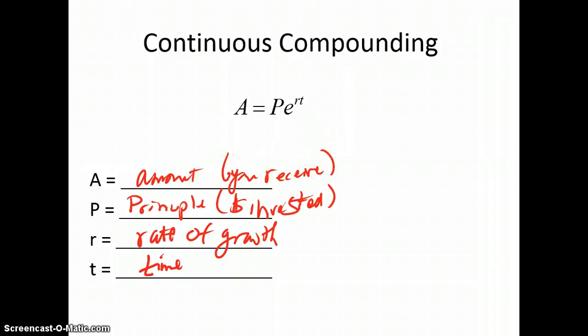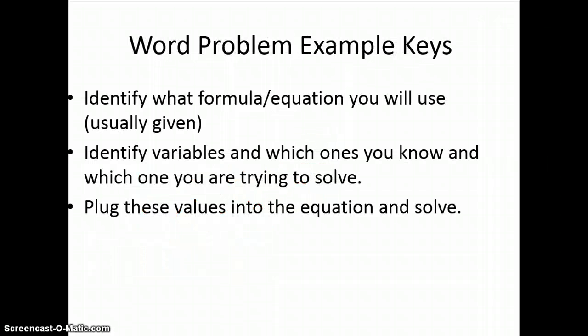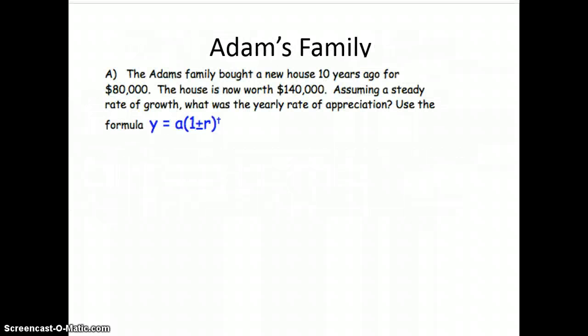All right, so let's do some examples. Before we do any examples, check out some of these example keys that I give. These are the things that really help me out. I identify what formula we're going to use, rather, it's usually given. I identify what variables we have and which ones we're trying to solve, and then I plug in the given values and solve for the one that I don't know. Alright, so here we go.